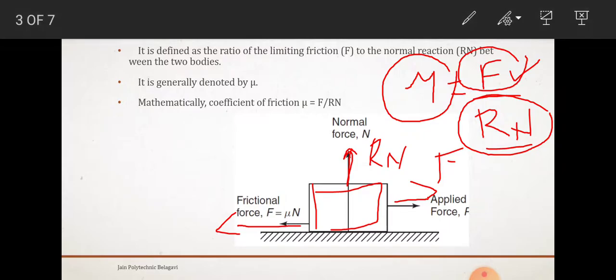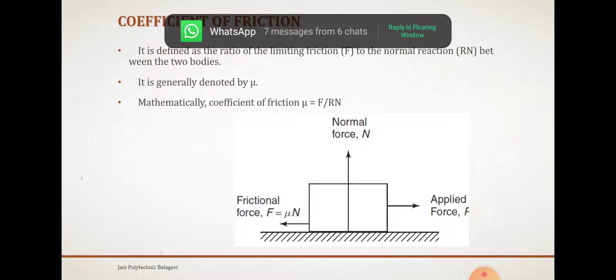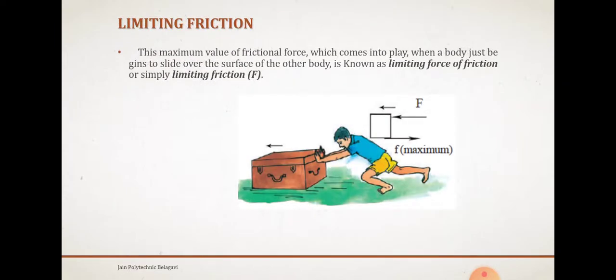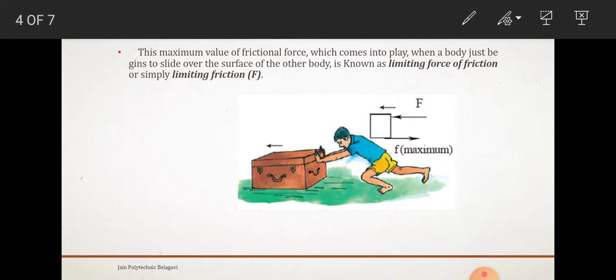Fine. So let us move to the next one, which is the limiting friction. So what exactly is the limiting friction? The definition says this is the maximum value of the friction force which comes into play when a body just begins to slide over the surface of the other body. That means, if I take this as a block and I apply force on the block, will the body move immediately? No, it will take some time, and after some time, it will start moving. Initially, the body also opposes the applied force. We call it the inertia force.